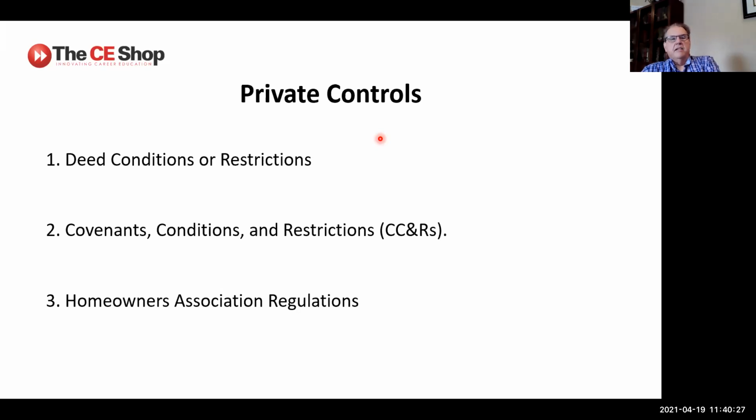If I'm already dead, then that property will revert back to my estate. One or the other, either I or my estate are going to be getting the title back if somebody violates the condition. Covenants, conditions, and restrictions, a similar but a little bit different type of example.